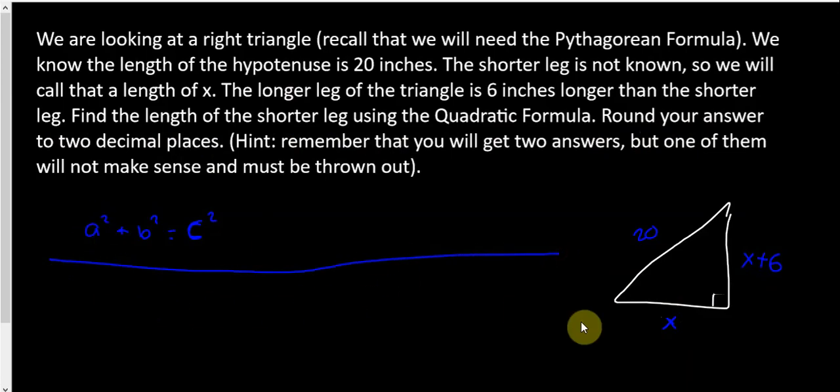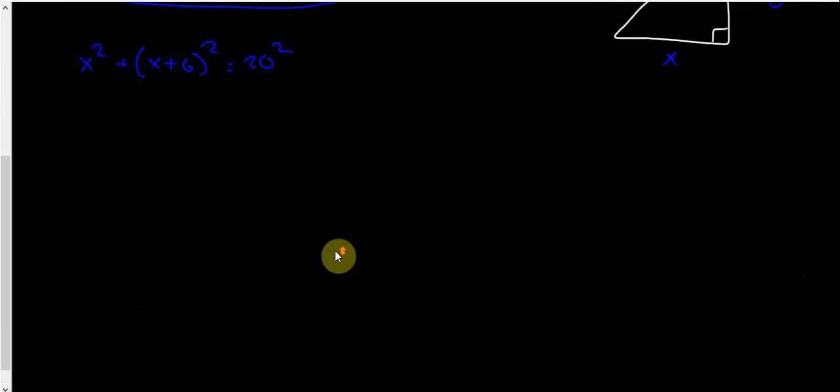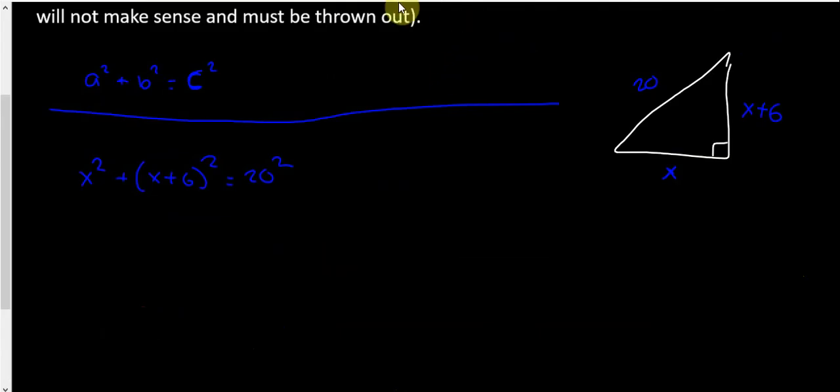So a squared, let's just call this a. So x squared plus b squared, that'd be this part squared. So (x + 6) squared is equal to this squared, so 20 squared. Now this may take us a little while to sort out and get this written in a form that's easier to work with, but maybe not too long.